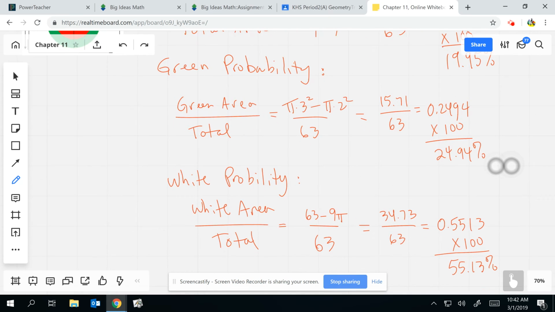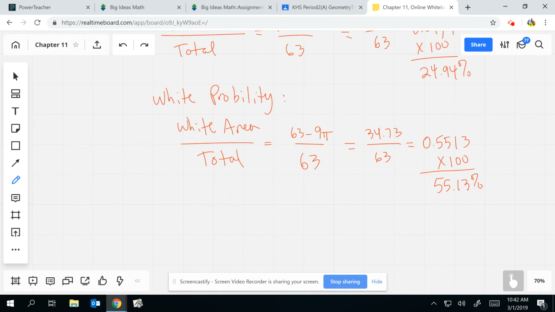The last one is your white probability. You have to find the white area, which is the whole thing minus the circle. The whole circle is 9 pi, or pi times 3 squared. That would give you 34 divided by 63. That gives you your 55%.